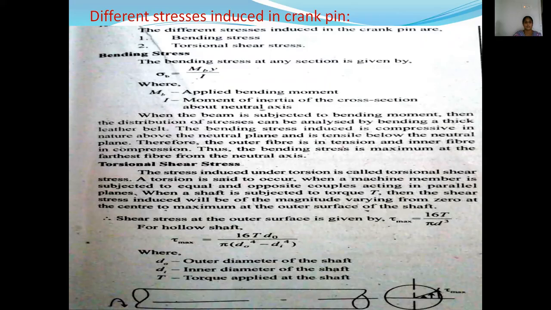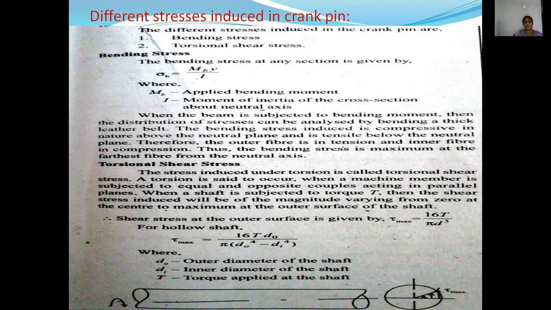Okay, bending stress is sigma B equal to Mb into y by I. Mb is the applied bending moment. I is the moment of inertia. Okay, the beam is subjected to bending moment and the distribution of the stresses can be analyzed by bending a thick leather belt. The bending stress induced is compressive in the inner plane. Therefore, the outer fiber is in tension and the inner fiber is in compression, measured from the neutral axis. Next one is torsional shear stress.